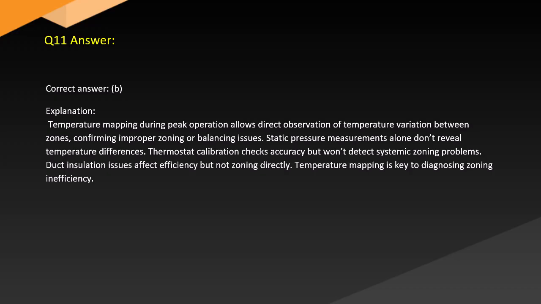Static pressure measurements alone don't reveal temperature differences. Thermostat calibration checks accuracy but won't detect systemic zoning problems. Duct insulation issues affect efficiency but not zoning directly. Temperature mapping is key to diagnosing efficiency.